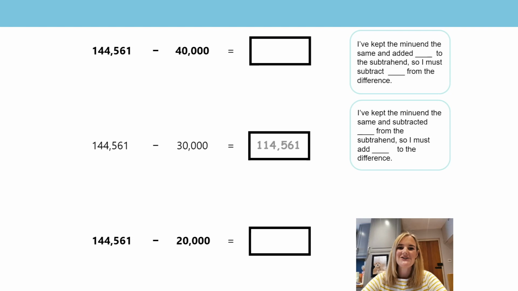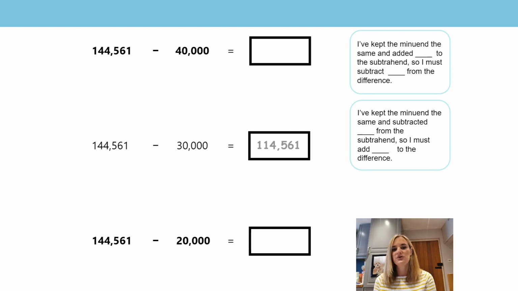Have you had a chance to do that? All right, let's have a look then. What did you notice was the same? Yeah, those minuends are the same in every single calculation. Can you tell me the number? 144,561. That comma helps me to break that number up into which digits are the thousands and which ones are the hundreds, tens and ones.